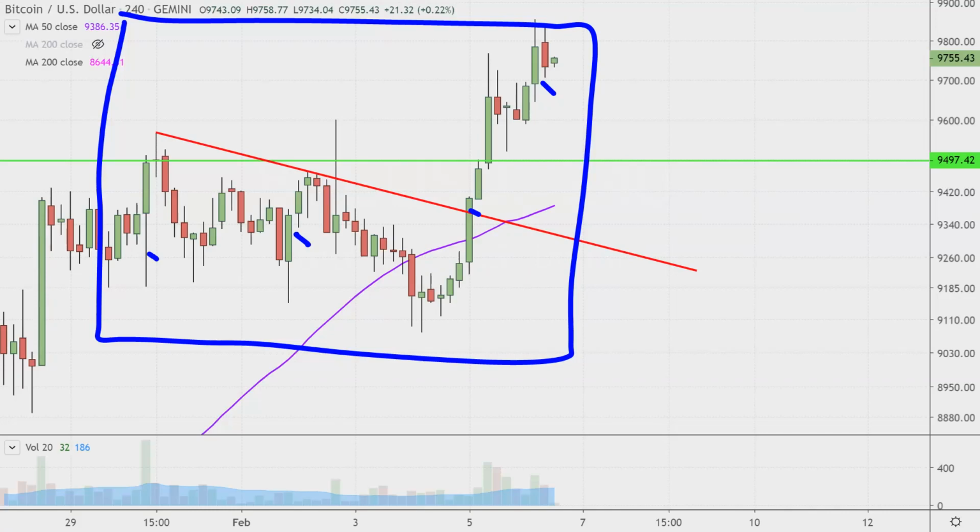I like to do this time frame. It does a good job of telling the quote-unquote story of the price, and then makes mapping out where levels of support and resistance are a bit easier to see.